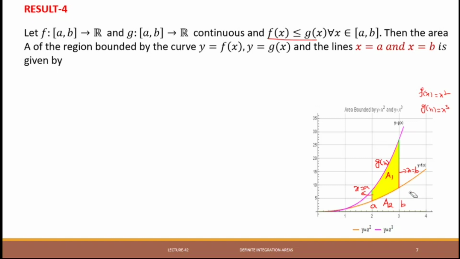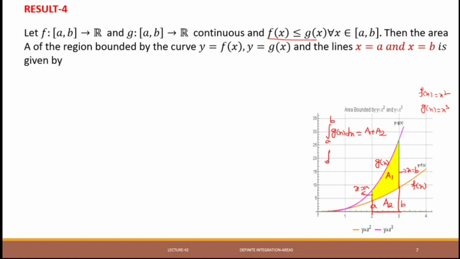Let me write my f of x here. This is my f of x. Okay, so now let me extend the straight line x is equal to a and x is equal to b. Now you can see that integral a to b g of x dx is equal to what? Integral g of x dx is equal to the sum of these two areas. This is by result 1. Okay, because this area and x-axis, this is the x-axis. So we will be getting a1 plus a2.